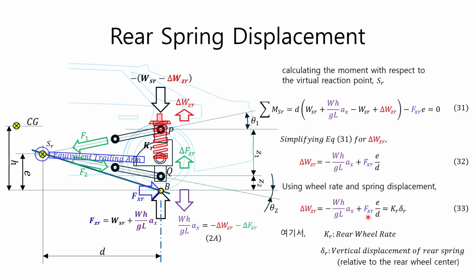Furthermore, from equation 33, it can be seen that if the vertical dynamic load of the entire vehicle is greater than the force acting on the links in absolute values, the spring force, KR delta R, is positive and acts in the direction of decreasing the rear vertical load. Delta R has a positive value at the bump and a negative value at the rebound.